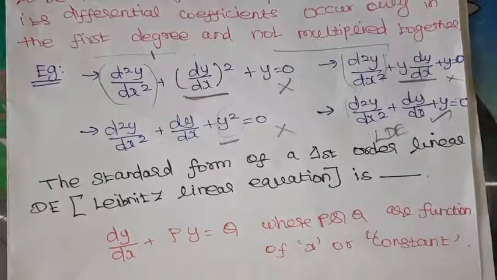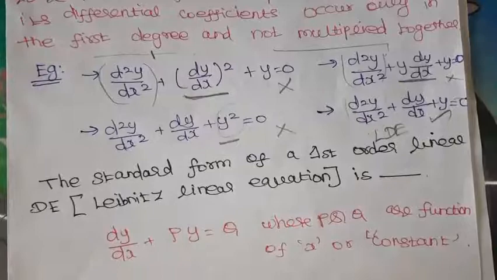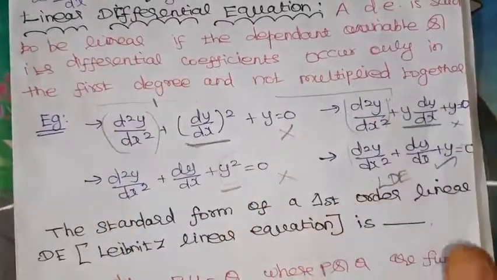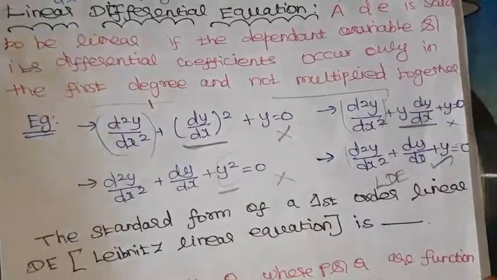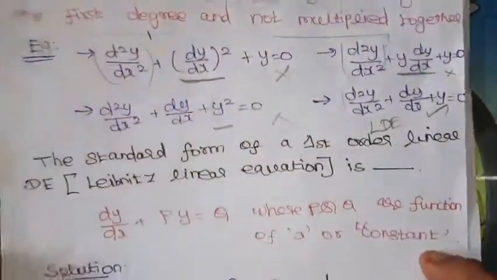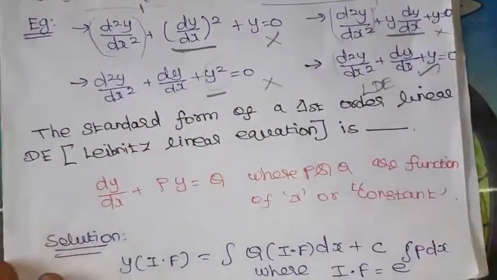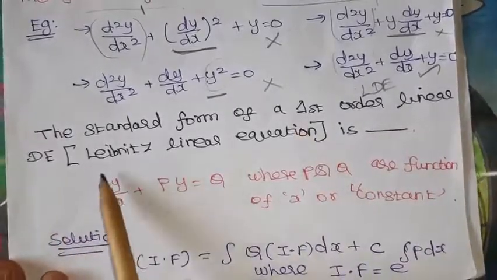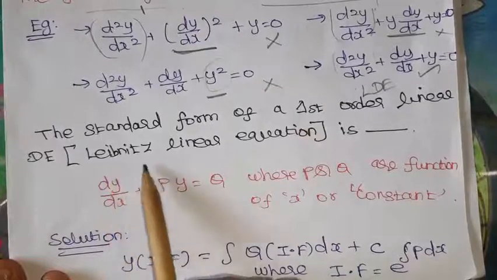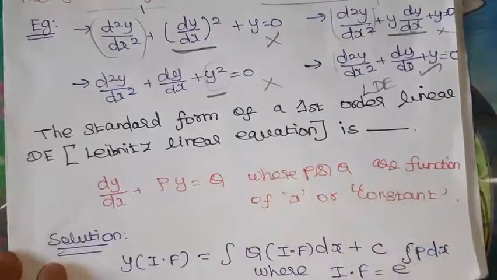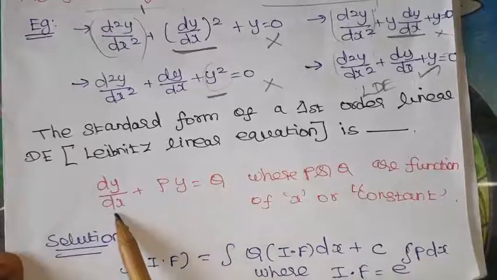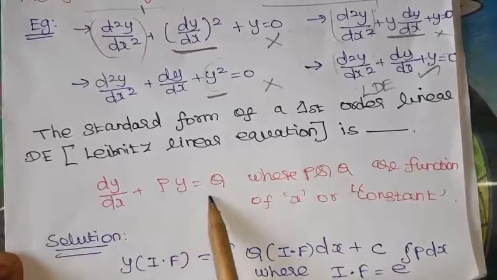The dependent variable or its differential coefficient occurs only in the first degree and is not multiplied together. So it is said to be a linear differential equation. Then what is the standard form of first order linear differential equation, or Leibniz linear equation? This is very important: dy by dx plus py equal to q.